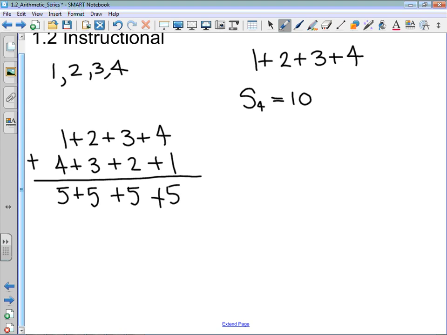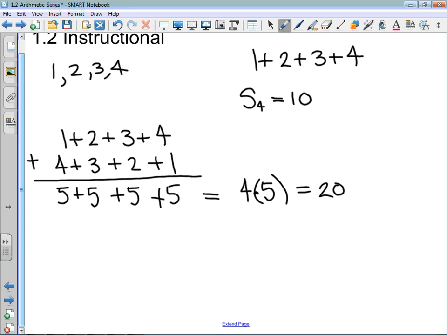Gauss noticed that when we have an arithmetic series, if we add it to itself in reverse, we get what I like to call the common sum. So this series added onto itself gives me 5 plus 5 plus 5 plus 5. Because there are 4 terms, we know that this could be written as 4 times 5, right? There's 4 groups of 5 each, and then we can identify that's 20.